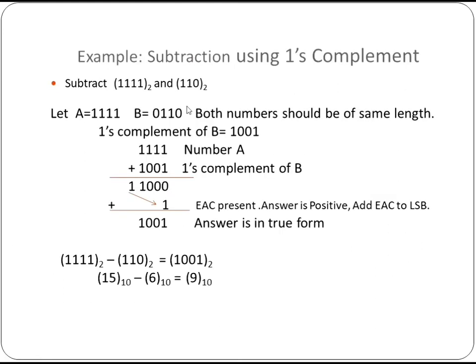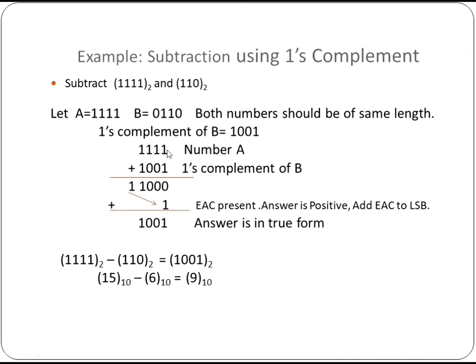We will take one example. Here subtract 1111 and 110. So we have to subtract 110 from 1111. So A is 1111, B is now 0110 because both numbers should be of same length. So we have added 0 to MSB, so 0110. So take first ones complement of number B, which is nothing but 1001. Let number A is 1111. Add this ones complement of B to this number, so 1001.